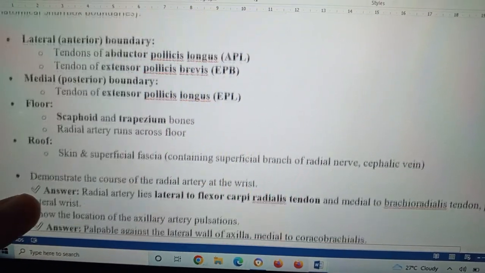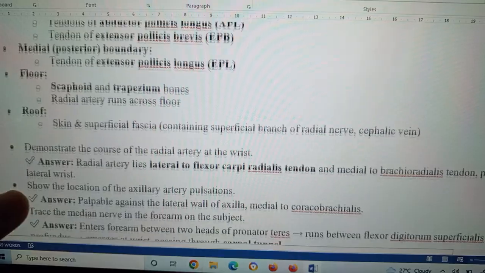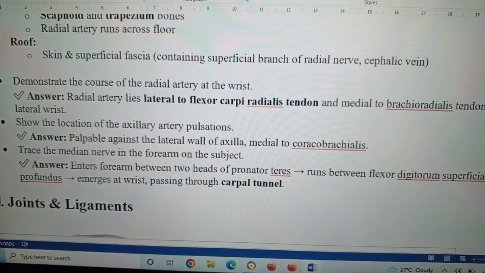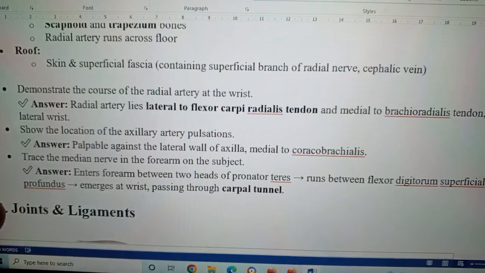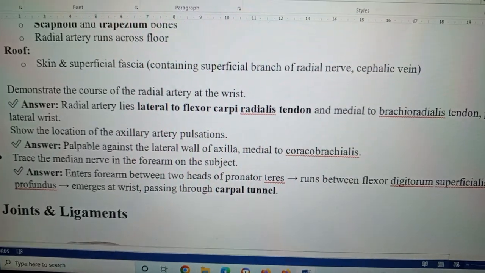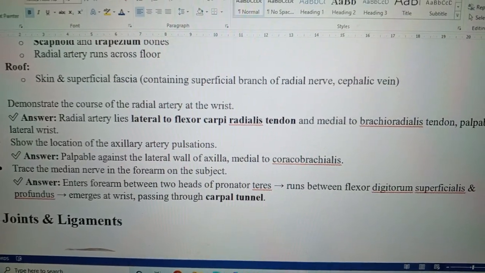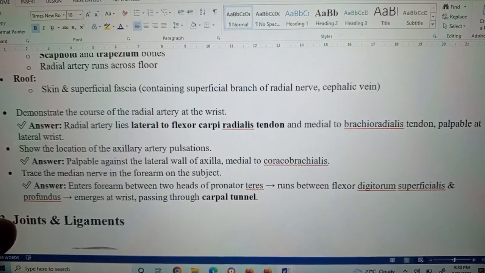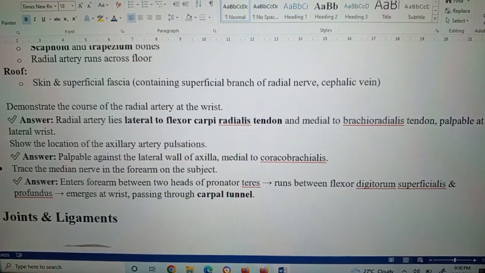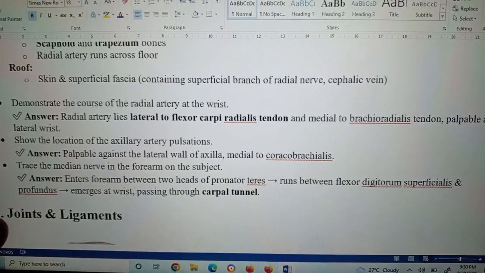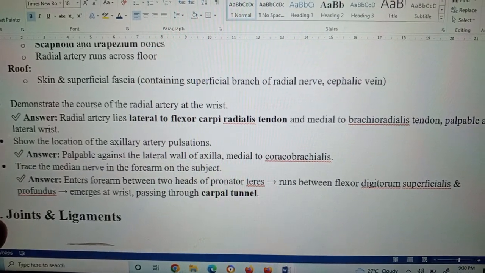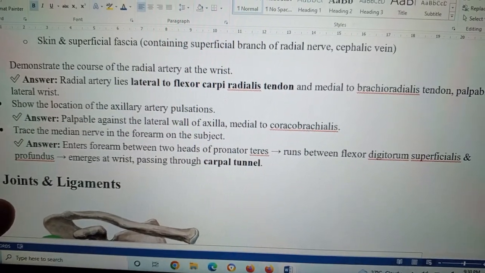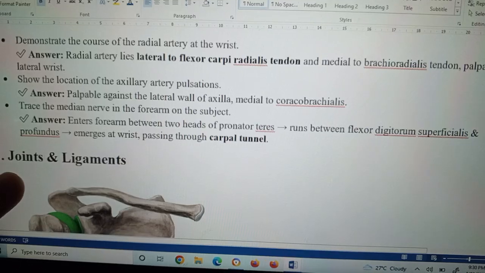The roof is formed by the skin and superficial fascia containing the superficial branch of the radial nerve and cephalic vein, which are also contents. Radial artery lies lateral to the flexor carpi radialis tendon and medial to the brachioradialis tendon, palpable at the lateral wrist. Now the axillary artery pulsation can be asked; it is palpable against the lateral wall of the axilla, medial to the coracobrachialis. Trace the median nerve in the forearm on the subject, that can also be asked of you.